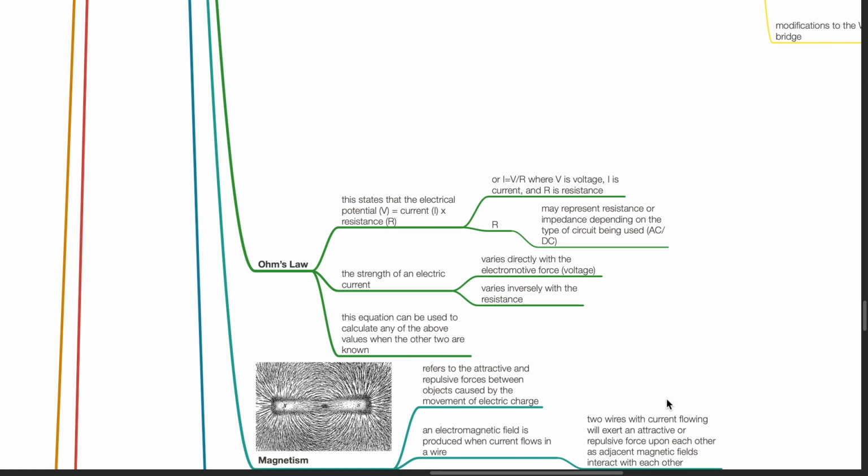Ohm's law. This states that the electrical potential V equals current I times resistance R, or I equals V divided by R, where V is voltage, I is current, and R is resistance. R may represent resistance or impedance depending on the type of circuit being used, either AC or DC. The strength of an electric current varies directly with the electromotive force (voltage) and varies inversely with the resistance. This equation can be used to calculate any of the above values when the other two are known.